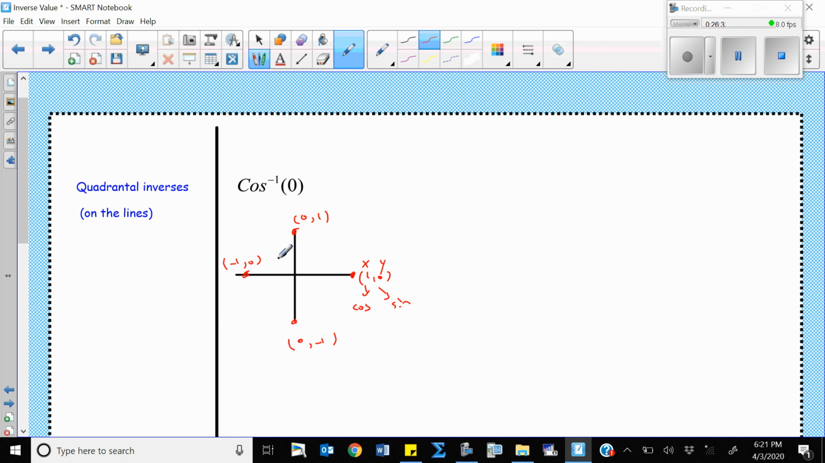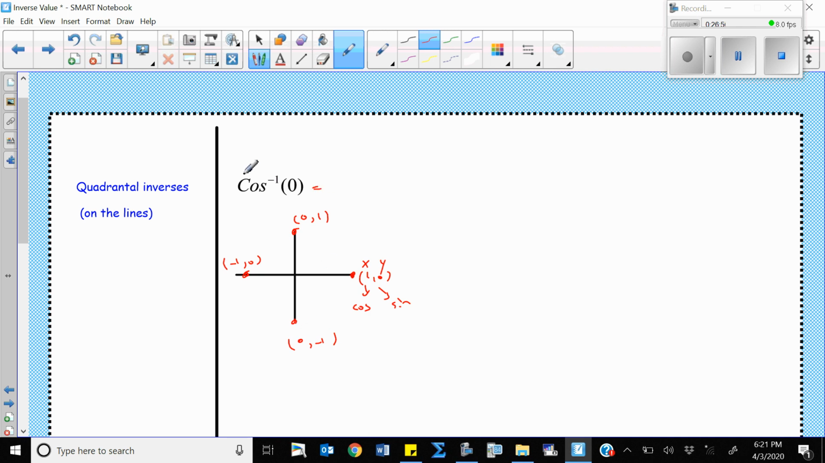So if I have these special cases like sine or cosine equal to 1, 0, or negative 1, then I don't need to draw a right triangle. Basically, I even cannot draw a right triangle here. I'm just going to use these coordinates to find my answer.